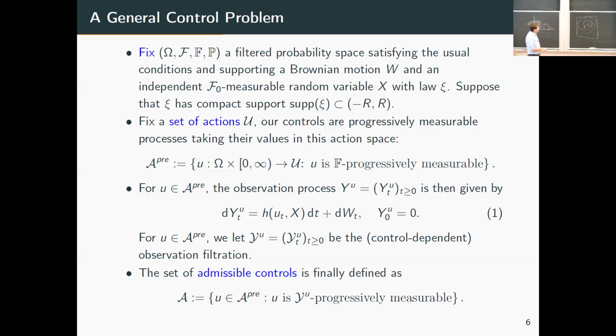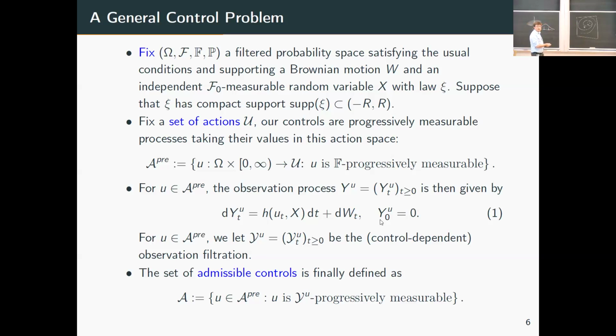And the approach we take here is we start by defining quite a broad set of controls. Okay, so we have an action set U, and our controls initially are just going to be controls which are progressively measurable with respect to some very high level probability space. Okay, so we fix a probability space. We just need progressively measurable controls with respect to that control space. And then we define our observation process. And then, okay, then we take our filtration. And so these are the pre-admissible controls.